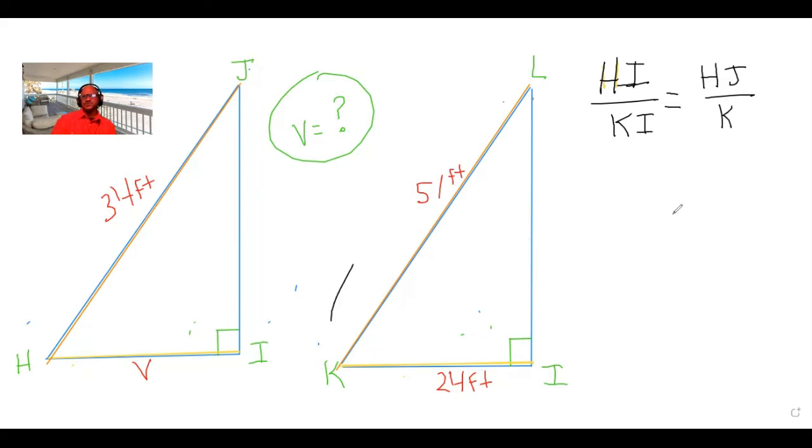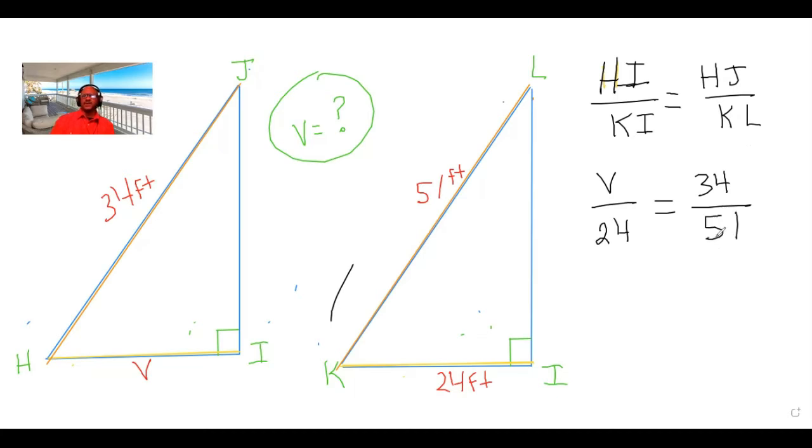Now all we got to do is make it into a proportion, and then we can solve our problem. So we have HI. HI is actually V. So we can just go ahead and put the V right there. The bottom here, the denominator, is KI. And what did we say KI was? Yes, it was 24. And what is HJ? Yes, HJ is 34. And what is KL? Yes, KL is 51.